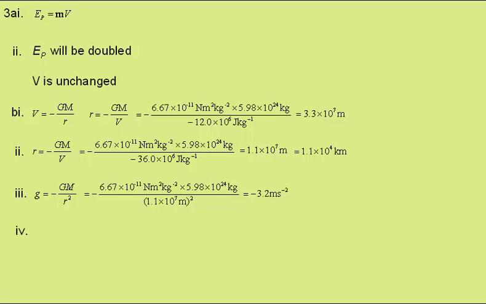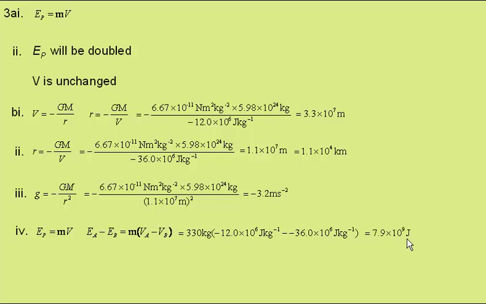In part 4 we need to show that the gravitational potential energy of a 330 kilogram satellite drops by about 8 gigajoules when moving from orbit A to orbit B. Well, the potential energy is given by the mass times the gravitational potential, as we showed up here, and so the potential energy at A minus the potential energy at B is given by the mass times the potential at A minus the potential at B, which is 330 kilograms mass of the satellite. This was the potential at A minus the potential at B, gives us 7.9 times 10 to the 9 joules, which is around 8 gigajoules as required.